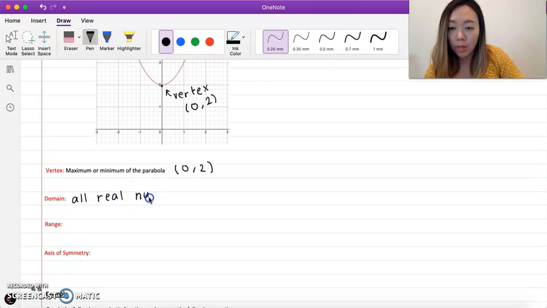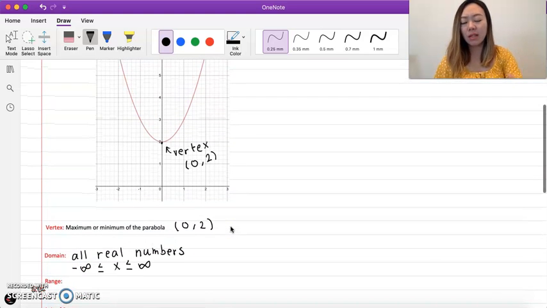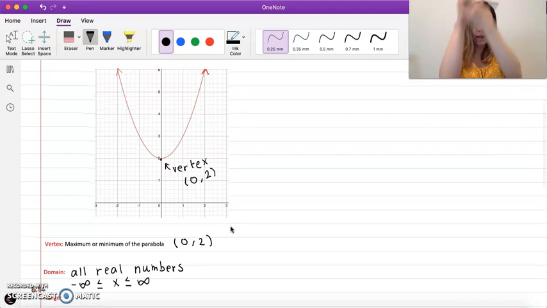All real numbers. Or it's also called negative infinity is less than or equal to x is less than or equal to positive infinity. So hopefully you guys remember domain and range. Okay, next word is range. So same thing as domain, except which y values, right? Which y values are covered by your graph.